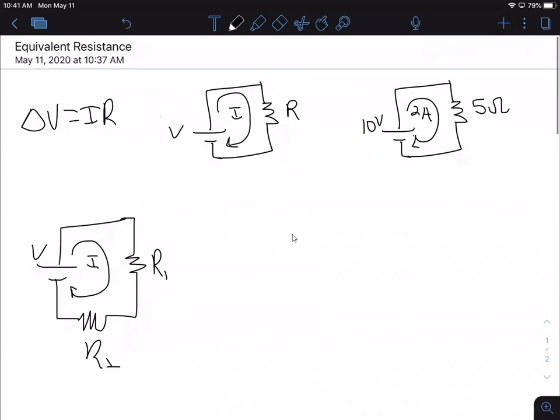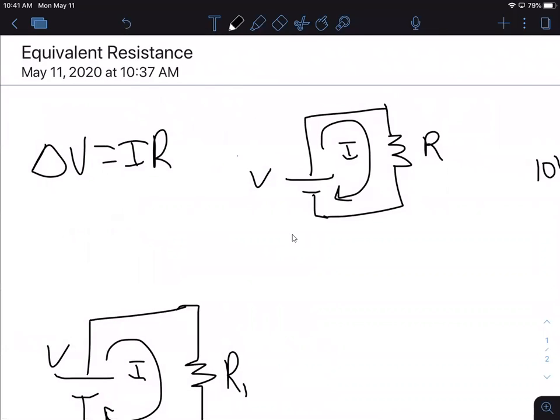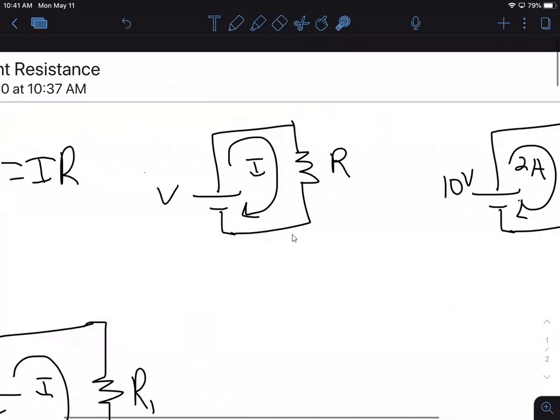All right, in this video, we're going to look at how we determine this idea of equivalent resistance in a series or parallel circuit. So we're going to start with our basics. Here I have Ohm's law. Delta V, the change in voltage across a resistor, is the current through it times its resistance.